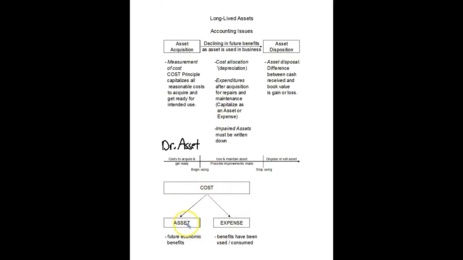This is typically how I've shown this to you before. Cost in accounting can either be recorded as an asset or an expense. So what we're seeing is that when we acquire a long-term asset like this copier, we first put the cost in the copier or the equipment account, but as we use it, we're going to expense some of those costs as depreciation expense.